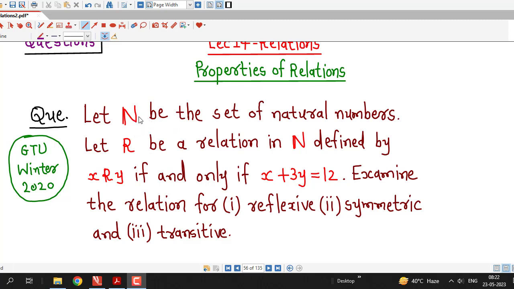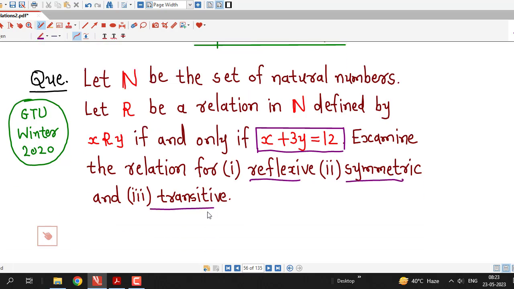It is given that capital N denotes the set of natural numbers and relation R is defined in this set as: two elements x and y are related to each other if and only if they satisfy this equation x plus 3y equal to 12. That is, two natural numbers x and y are related to each other if they satisfy this equation x plus 3y equal to 12. And we have to examine this relation for these three properties: reflexive, symmetric and transitive.